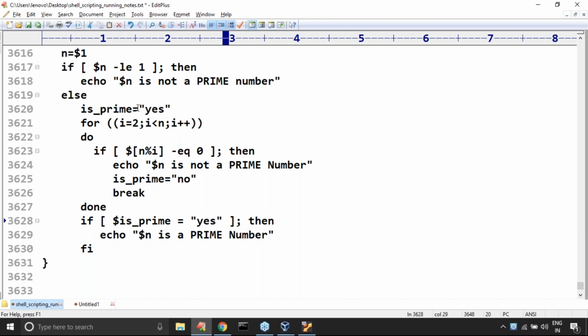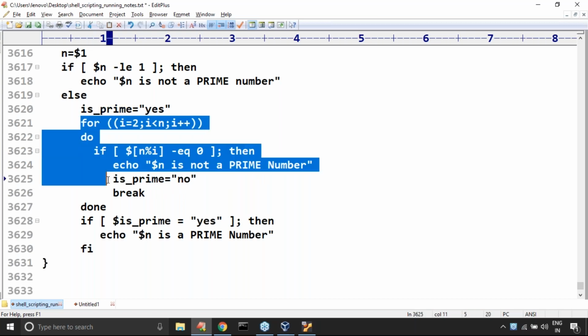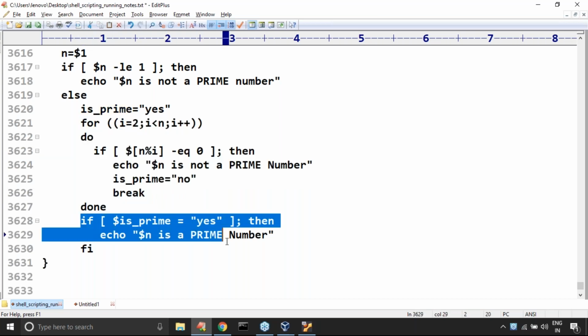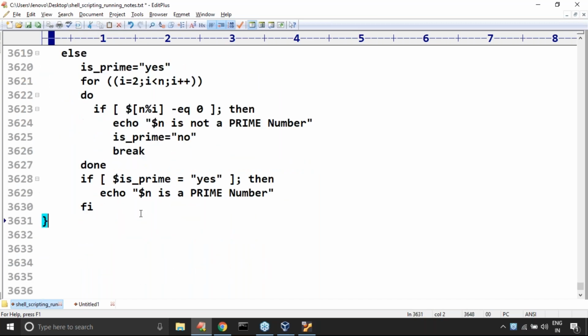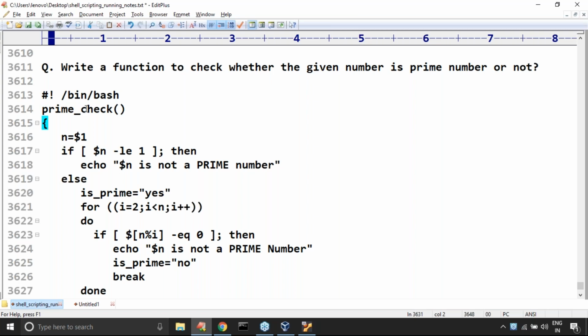So now, in the middle from 2 to n minus 1, if you find any factor, then compulsorily is_prime equals no. Sir, after completing this for loop, if my number is still a prime number, then automatically print that it is the prime number.